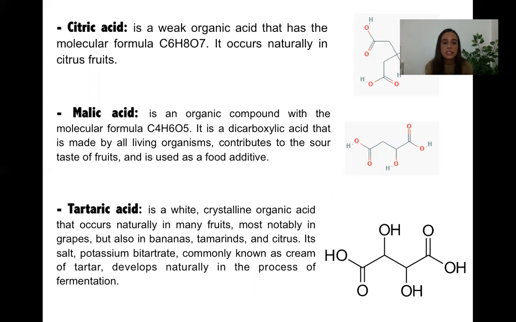And the other one is tartaric acid, a white crystalline organic acid that occurs naturally in many fruits, most notably in grapes, also bananas, tamarind, and citrus fruit.